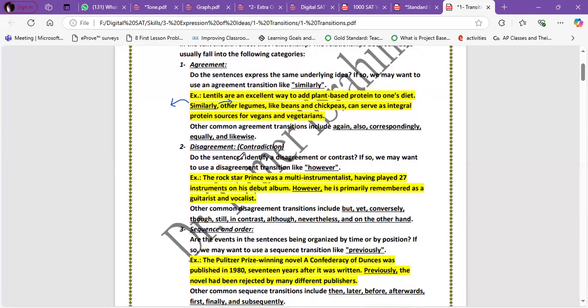The second category, disagreement. The sentence before disagrees with or contradicts the sentence after. Which word can we use here? However. Let's look at this one. Look before and after to find that they are contradicting in the information provided. They are disagreeing. They are opposite in the information they provide.